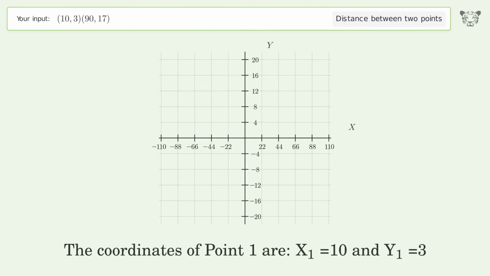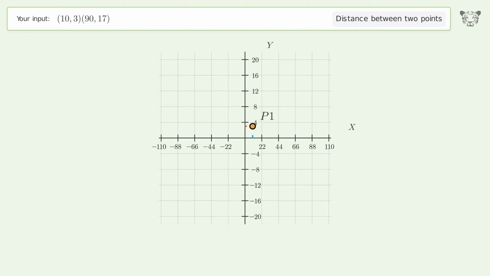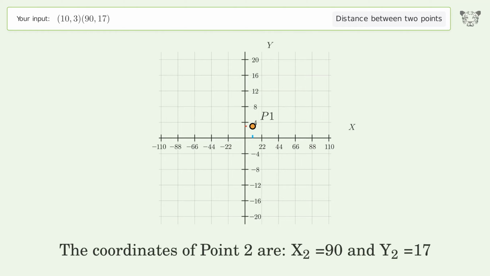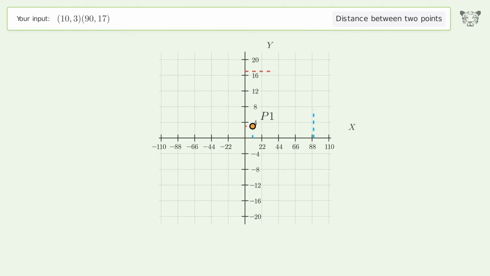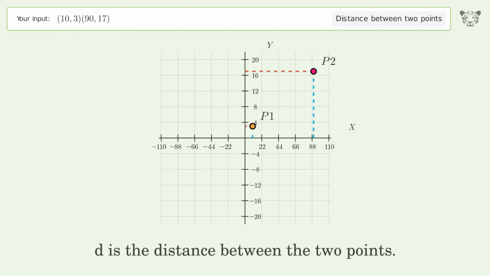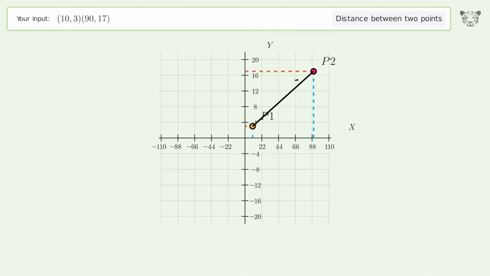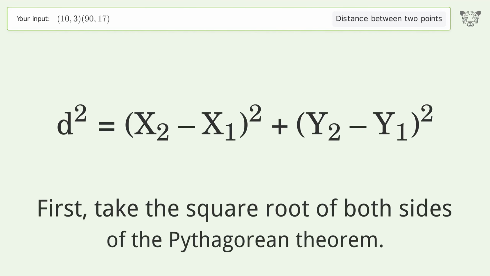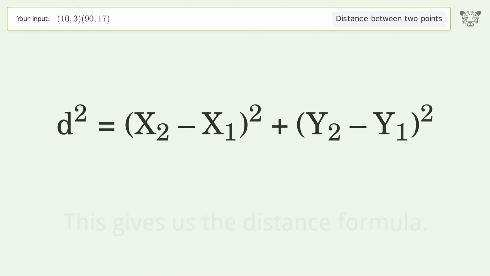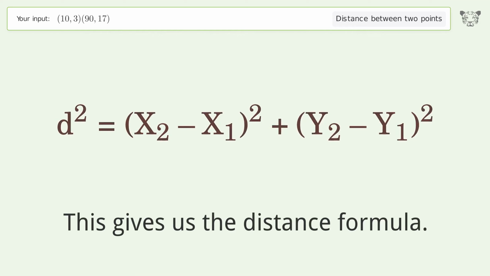The coordinates of point 1 are x1 equals 10 and y1 equals 3. The coordinates of point 2 are x2 equals 90 and y2 equals 17. D is the distance between the 2 points. First, take the square root of both sides of the Pythagorean theorem. This gives us the distance formula.